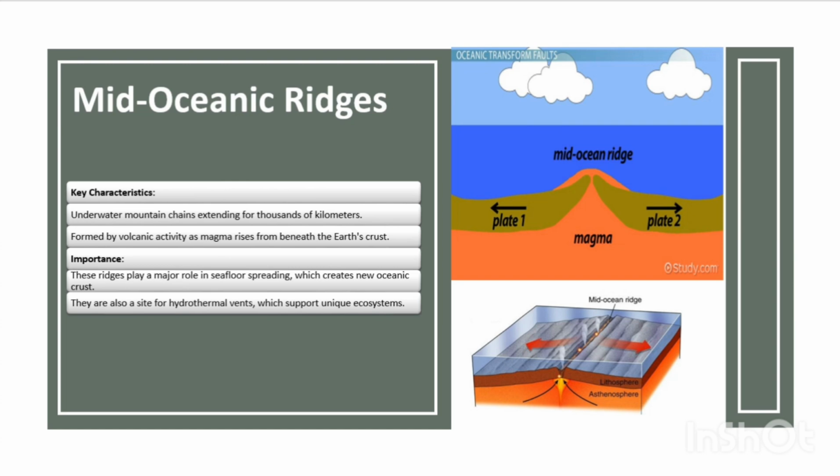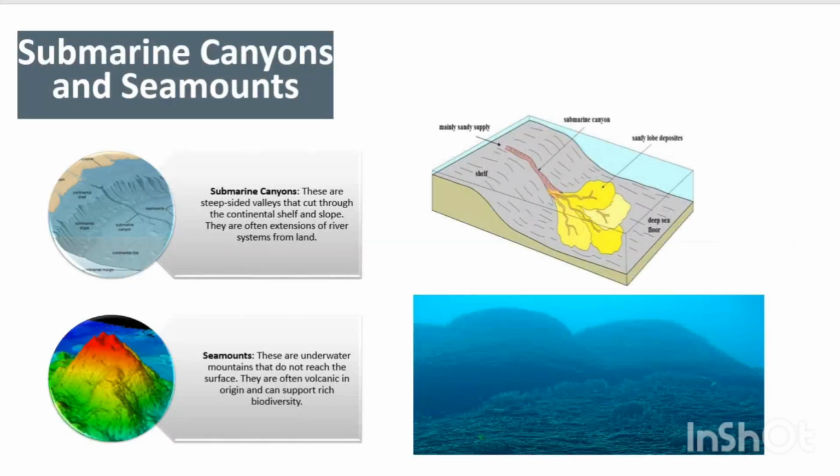Let's move on to mid-oceanic ridges. These are underwater mountain ranges that form where tectonic plates are moving apart. The Mid-Atlantic Ridge is a great example of this. It is an underwater mountain chain extending for thousands of kilometers, formed by volcanic activity and magma rising from beneath the earth's crust. The importance of mid-oceanic ridges is that these ridges play a major role in sea floor spreading, which creates new oceanic crust. They are also a site for hydrothermal vents, which support unique ecosystems.